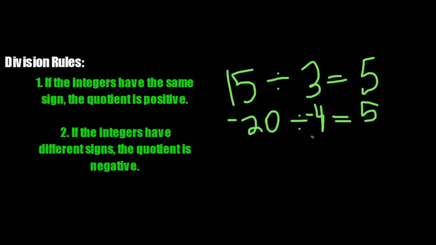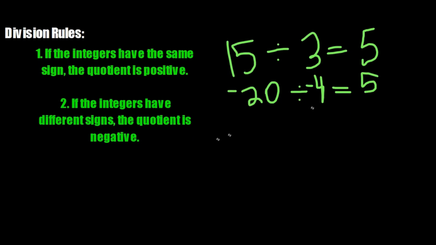So now let's go to the next rule, which says if the integers have different signs, the quotient is negative. So let's say we have negative 36 divided by 6. Now the answer for this will be negative. Negative 36 divided by 6 is going to give us negative 6.